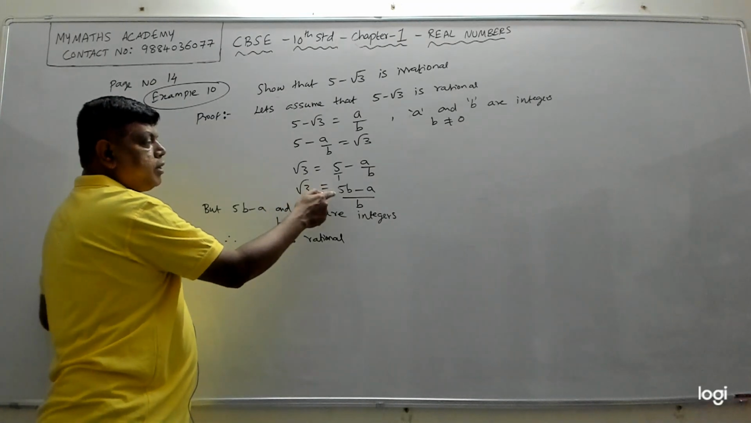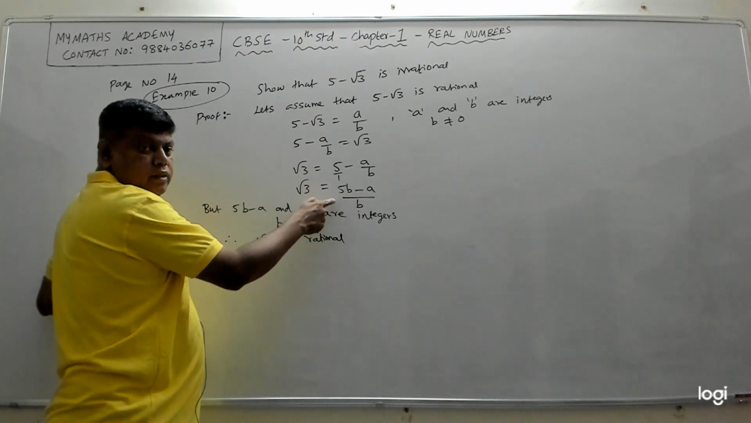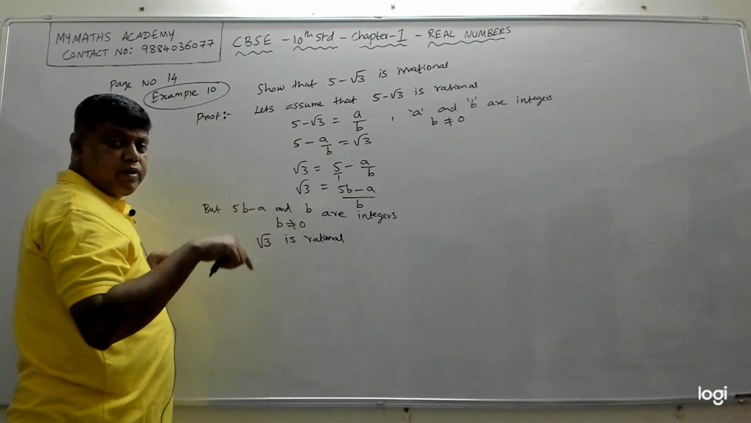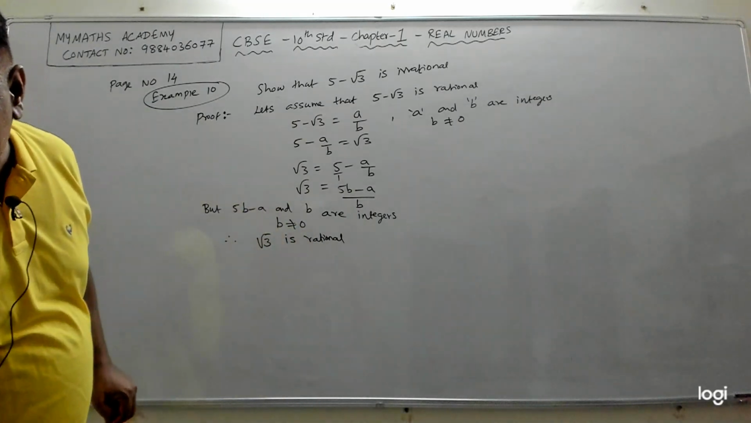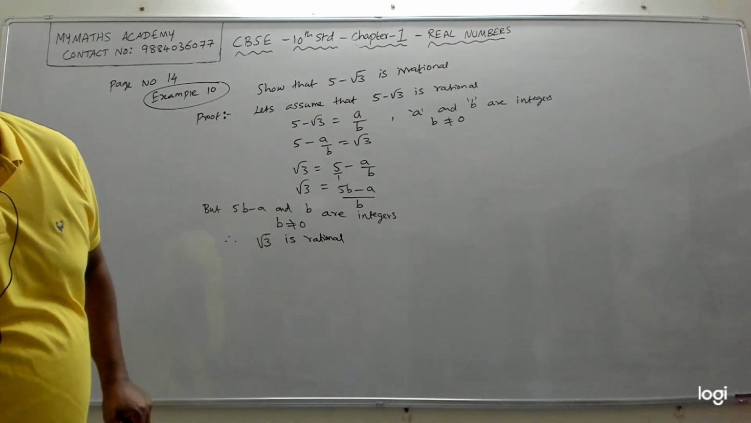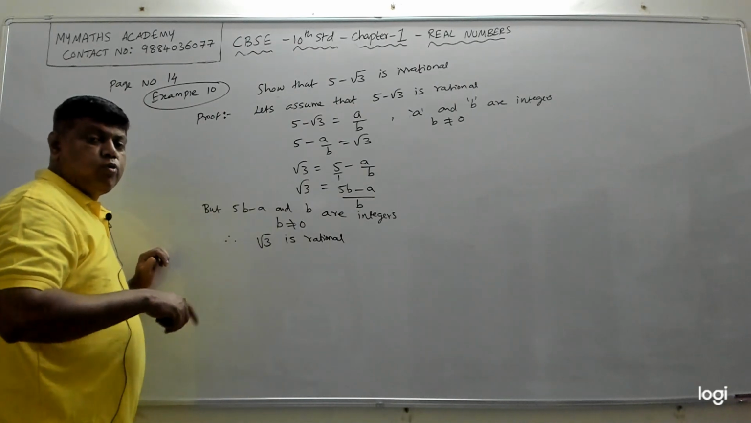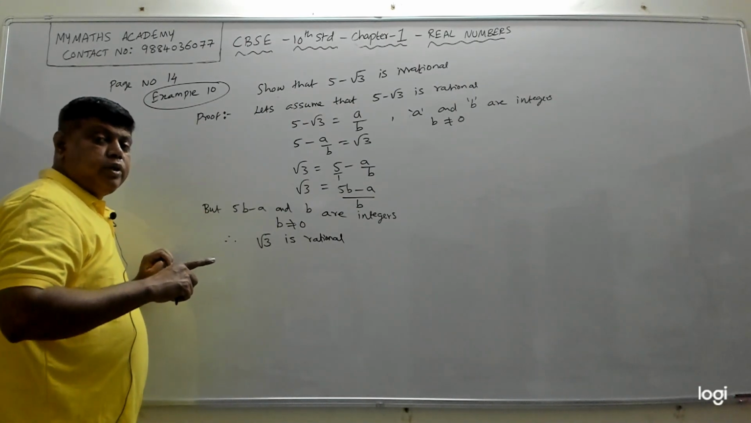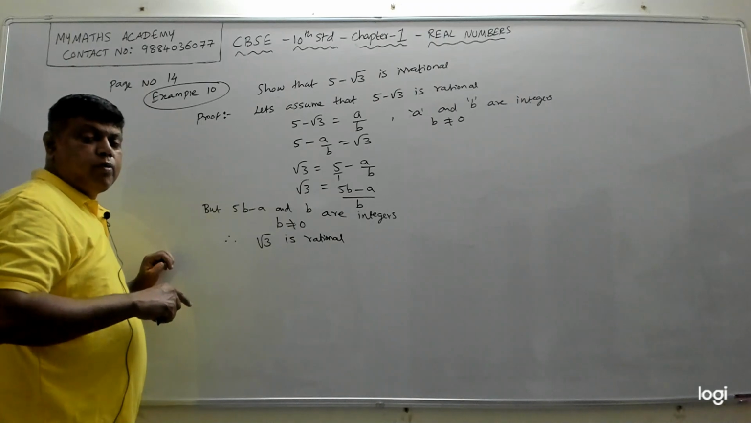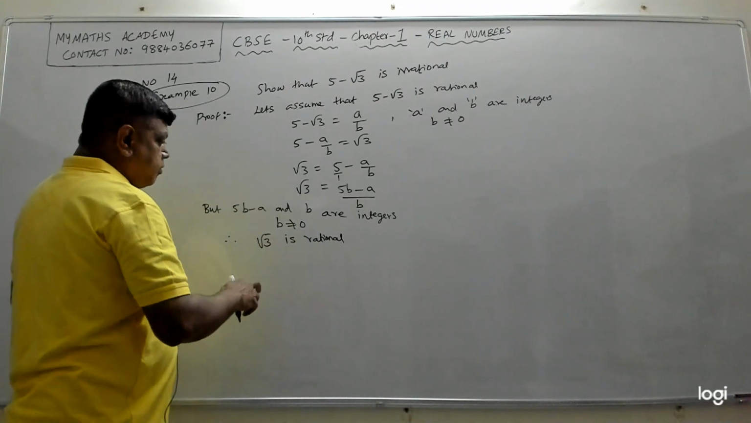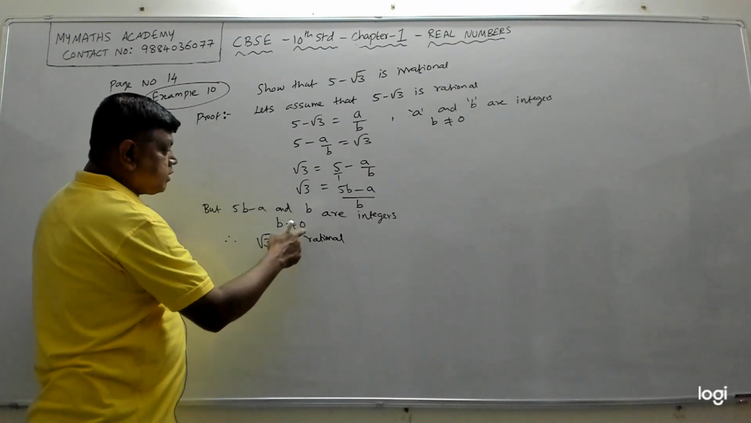So when root 3 can be written in the form of fraction, our root 3 is rational. But we know from the previous example, example 9 in your textbook, page number 13, which I proved in my previous video, that root 3 is irrational. Right? So therefore root 3 is rational. That's what we get here.